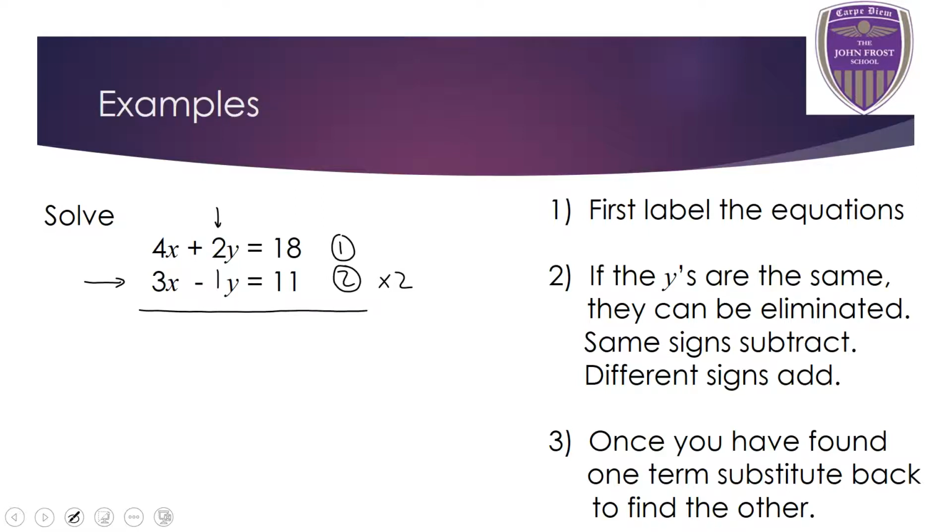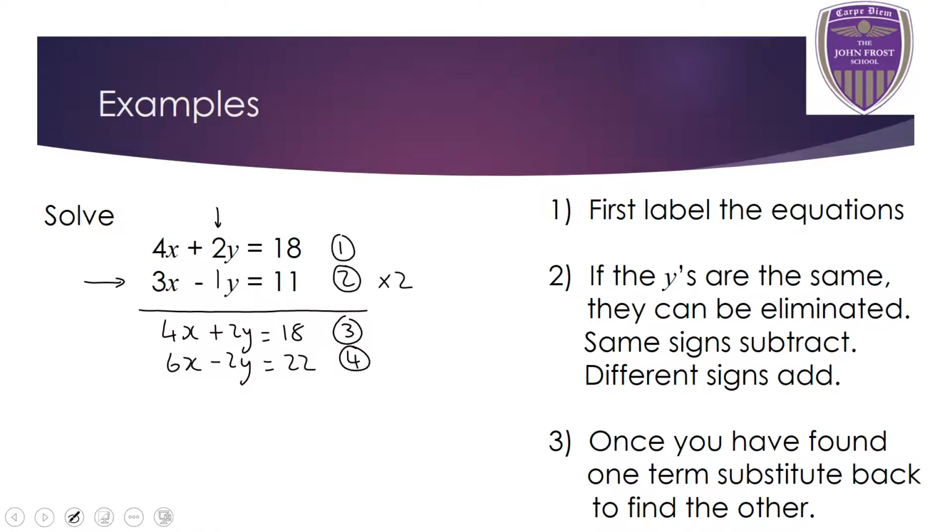As I'm not changing equation 1, I can write down that 4x plus 2y equals 18. And if I multiply equation 2 through by 2, then I get 6x take away 2y equals 22. I now label these equations 3 and 4 because I have to change one of the equations.